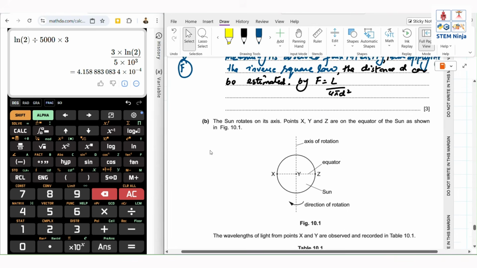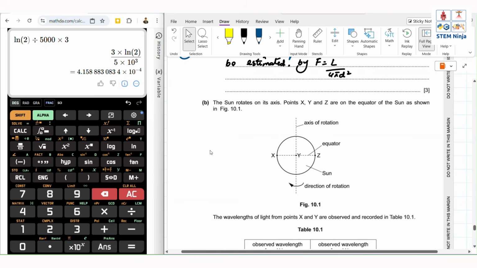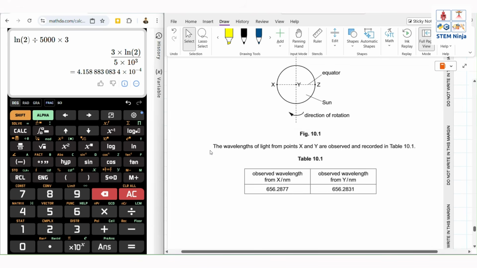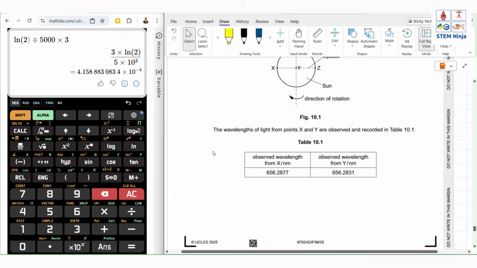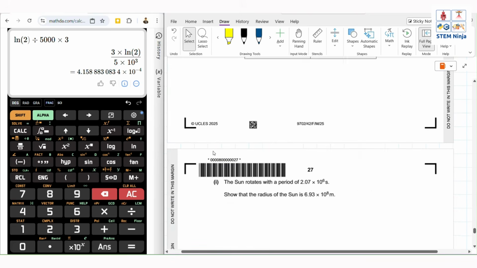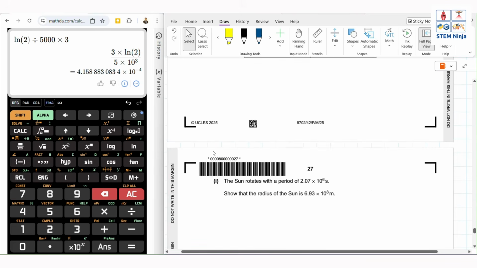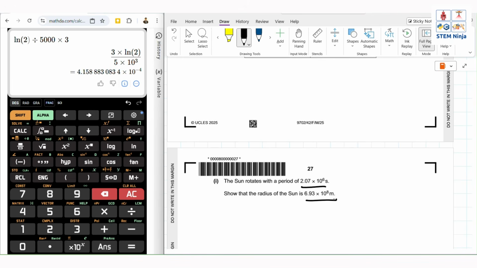The sun rotates on its axis. Points X, Y, and Z are on the equator of the sun. As shown, the wavelengths of the light from points X and Y are observed and recorded in the table: observed wavelength from X, observed wavelength from Y. The sun rotates with a period of this. Show that the radius of the sun is this.